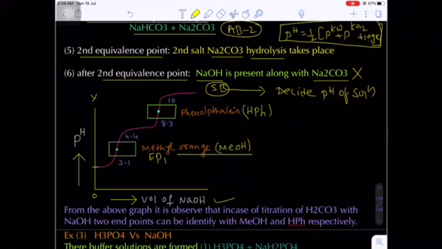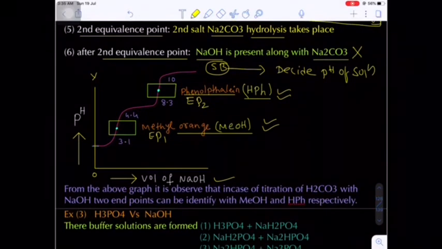Just now I told you, the first equivalent point is in between the 3.1 to 4.4 range. So you will use the first indicator, known as methyl orange indicator, MeOH general formula. And the second equivalent point is in between 8.3 to 10, where you have a sharp change, in which phenolphthalein is the most suitable, appropriate indicator, the general formula HPh. So both indicators we have to use because there are two equivalent points.